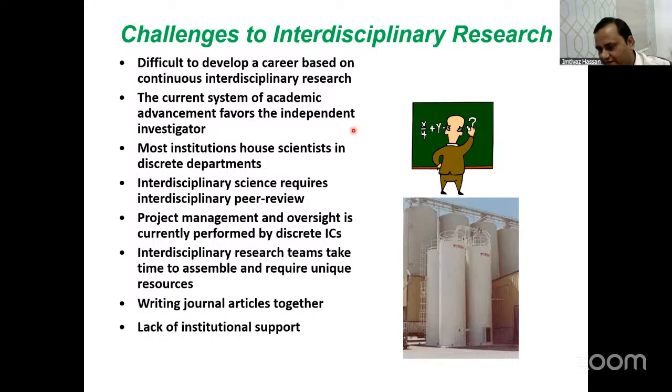Every teacher, every faculty, every person is named from a discipline. This is a physics teacher, a chemistry teacher, a biology teacher. Still, we need to become interdisciplinary. Most institutions house scientists in discrete departments. If a person is in the department of physics, he must be from physics. Ideally, it would not happen, but it happens. That's the great challenge. If you apply for a chemical biology research project, the chemistry people will say they don't know biology, and the biology people will say they don't know chemistry, and that's what happens.